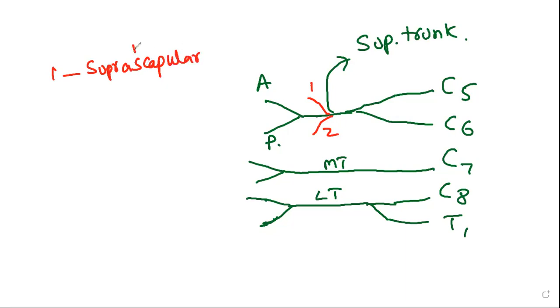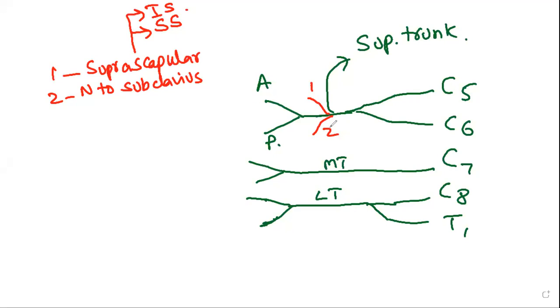So which muscle is it innervating? Supraspinatus muscle and infraspinatus muscle. Second nerve is your which one? Nerve to subclavius. तो उसका नाम ही nerve to subclavius है. It means it is innervating your what? It is innervating your subclavius muscle.